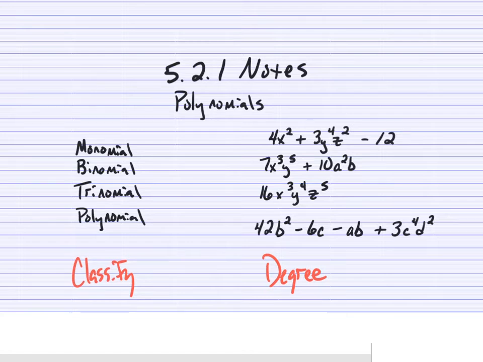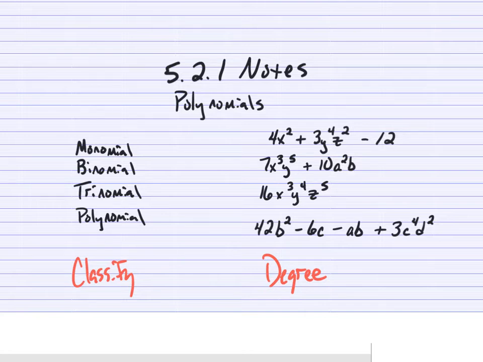The second example over here, 7x to the third, y to the fifth is one term separated by a plus symbol. 10a squared b is a second term. So this one has two terms. Two terms is a binomial because bi means two, like bicycle has two wheels. So this one is a binomial, the top one is a trinomial.